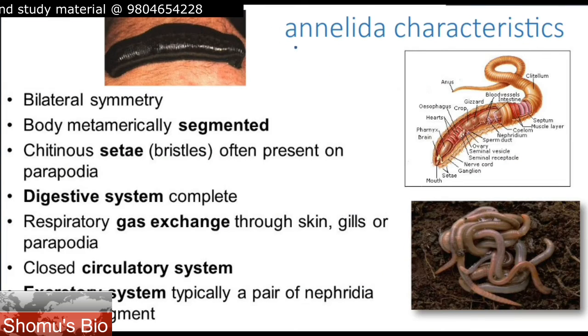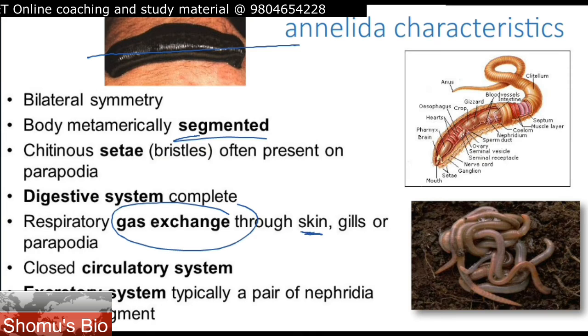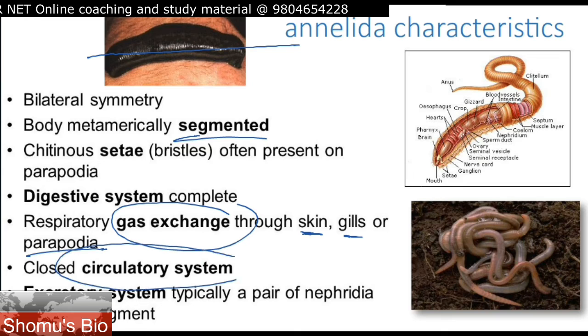Annelids. Annelid characteristics: bilateral symmetry, body metamerically segmented, meaning segmentation from outside, and bilateral symmetry because if you divide them from the center you have the same structures at both ends. And their body is chitinous outside. The digestive system is again complete. Respiratory system is gas exchange through skin, gills or parapodia. The circulatory system is closed. The excretory system a pair of nephridia.